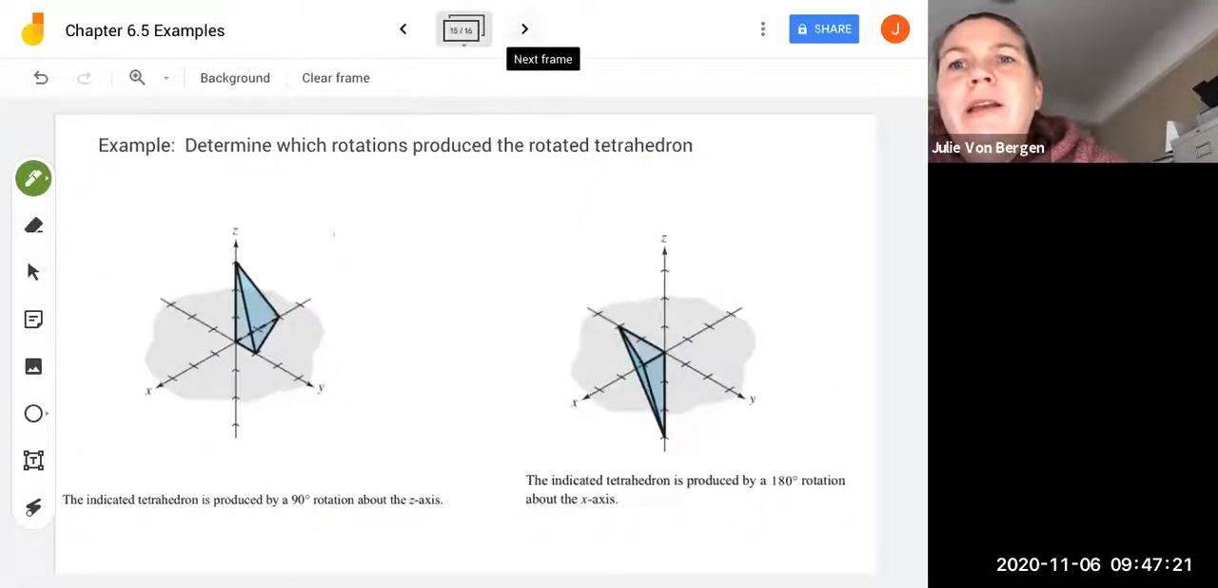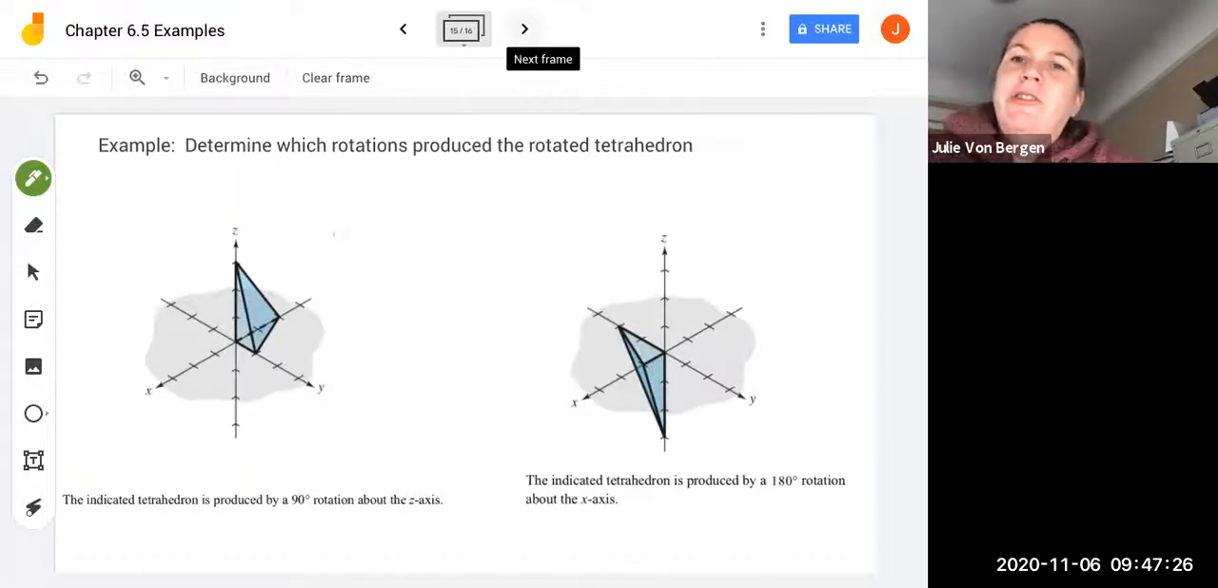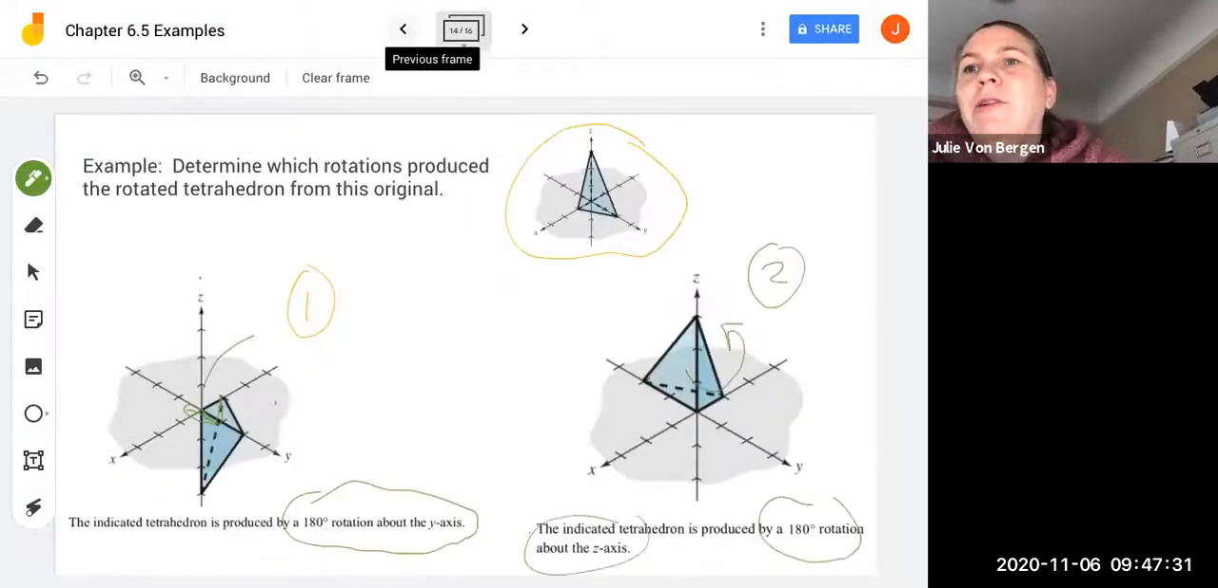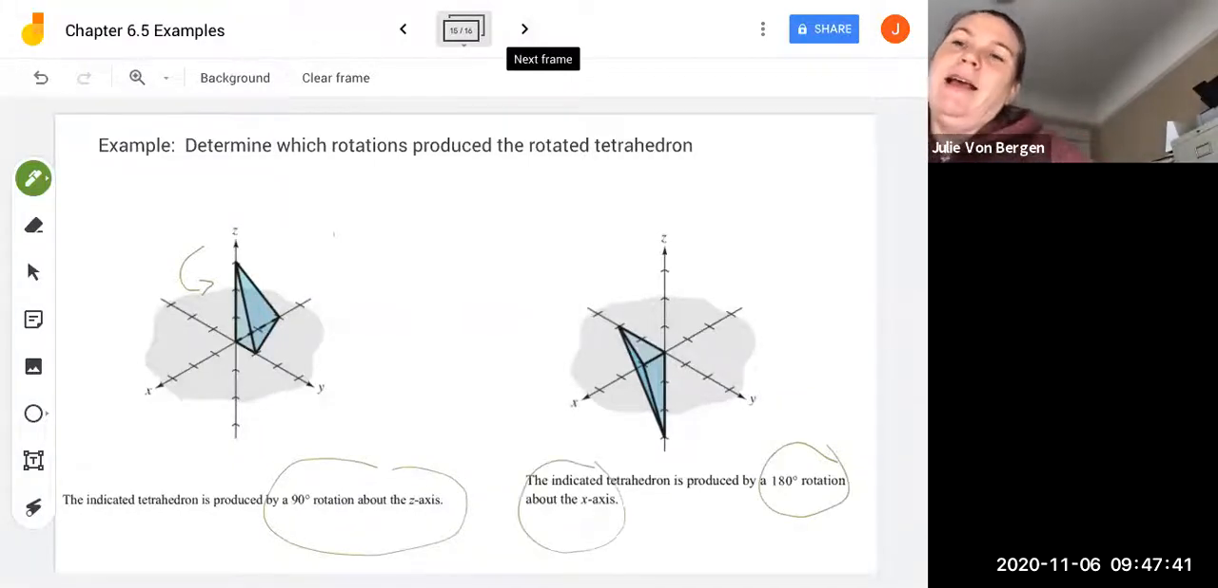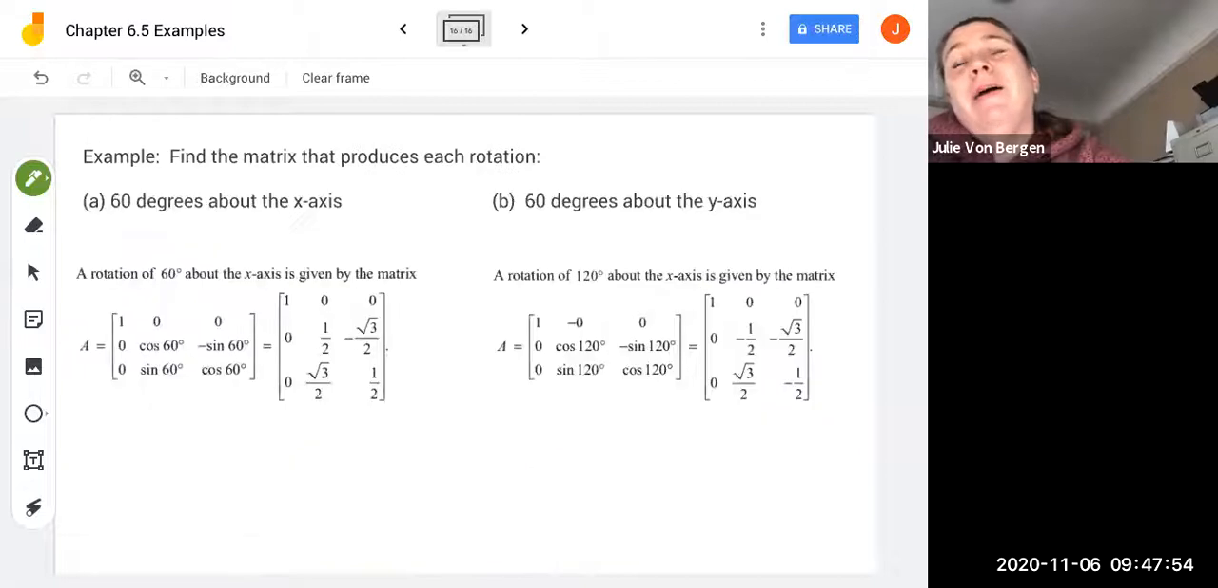And then we want to determine also for these diagrams. So this one is just a 90 degree rotation about the z-axis. If you look back at our original diagram, you can see, oh yeah, it just moved about 90 degrees around the z-axis. And then here's what our tetrahedron would look like if we rotated it 180 degrees about the x-axis. So this one went over this way. So you can kind of think about it rotating with the origin point fixed, kind of spinning around in 3D. So let's take a look at how we find the matrix that produces rotations like this.